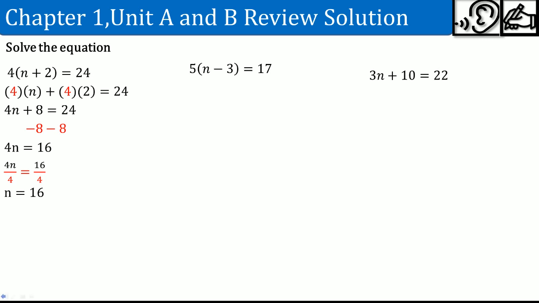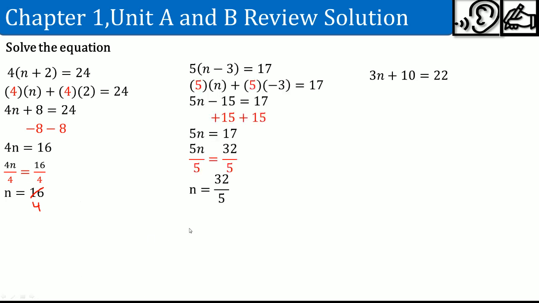No, that's not equal to 16. That is a mistake because 16 divided by 4 is 4. A mistake there. The next one, distribute the 5. That's what you get. Remember, 5 times negative 3 is negative 15. Add 15 to both sides. Divide by 5. You get n equals 32 over 5.